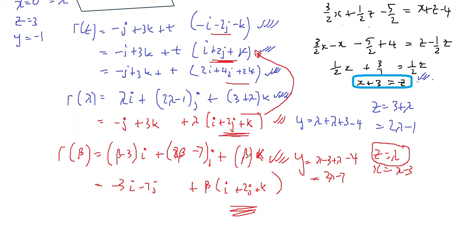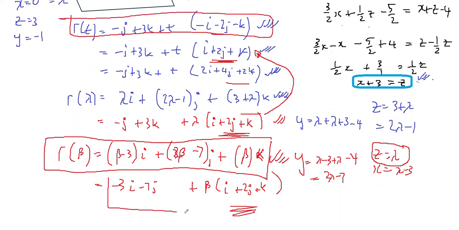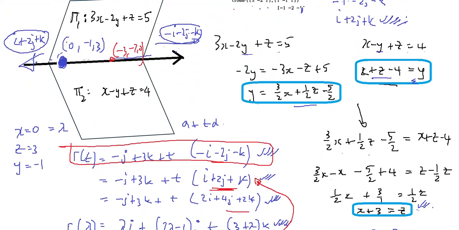So we have two options. We can choose the parameter and put it into i's and j's and k's, we don't always have to use t, or you can put it in the form of a point plus t times the direction, or a point plus beta times the direction. Lots of choice. I'll accept any of them as being correct. Hope that helps.